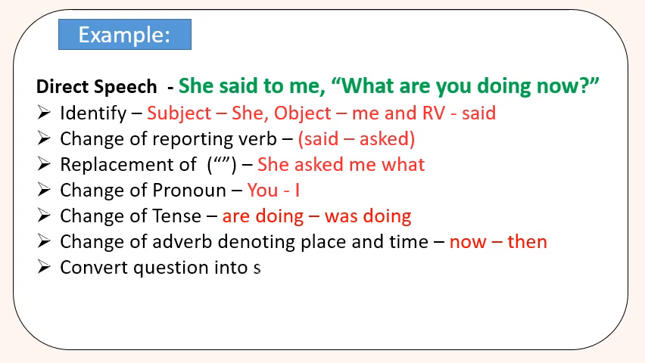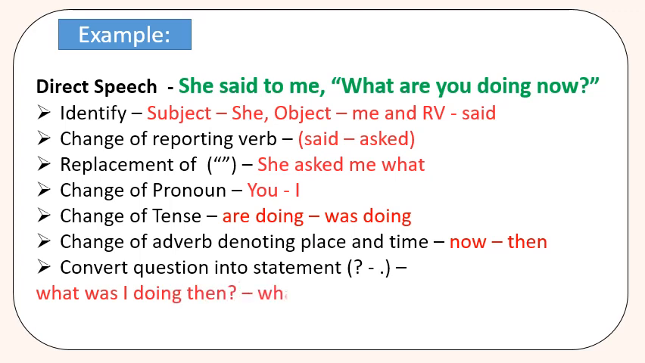Next is convert question into statement, which means you have to convert a question sentence into a declarative or assertive sentence, into a simple sentence. Remember one thing, you have to replace the question mark with a full stop when you convert an interrogative sentence from direct to indirect speech. So first of all, see, "What was I doing?" with a question mark. But as this is a question sentence, when you convert it into a statement, the sentence will be "what I was doing then".